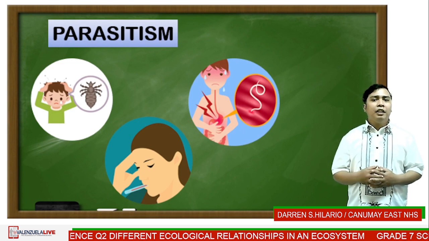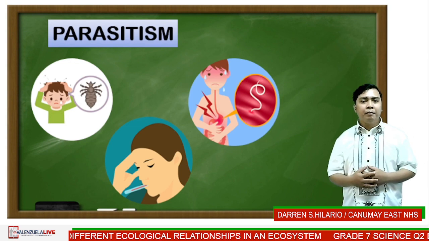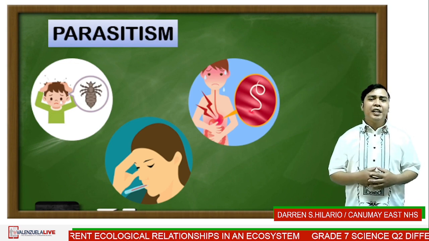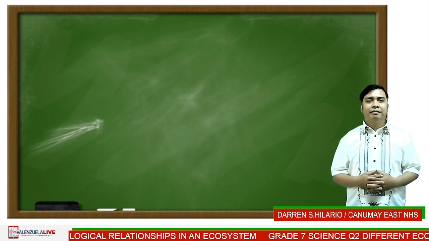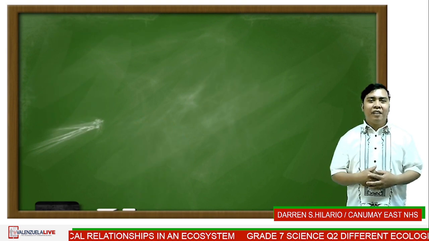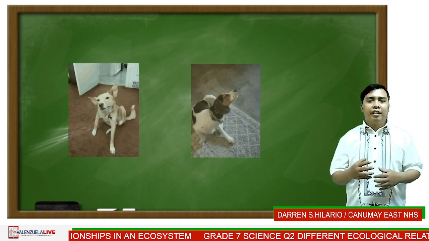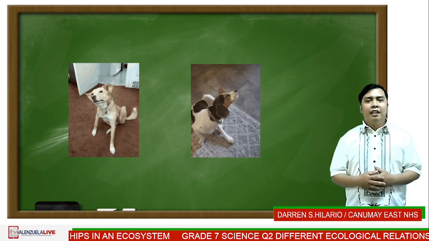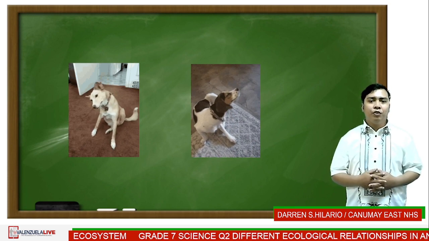Now, can you think of other examples of parasitism that we can observe in our environment? Key in your answers in the comment section. Very good, grade 7 learners. We can also take dogs and fleas as an example of parasitism. The flea sucks the blood for food and the dog is harmed by having a wound in its skin.